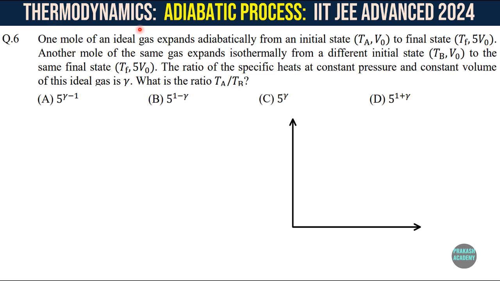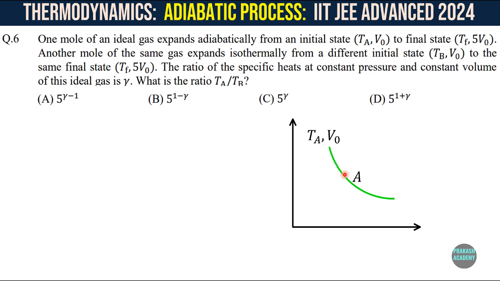This problem is from thermodynamics and it covers the concept of adiabatic process and isothermal process. So 1 mole of an ideal gas has been given and this is initially at temperature Ta and volume V0.